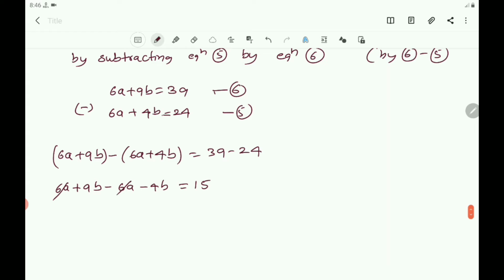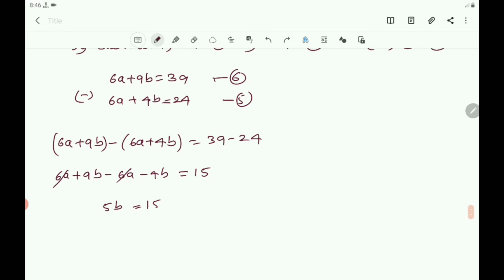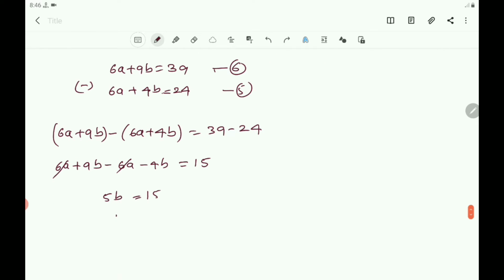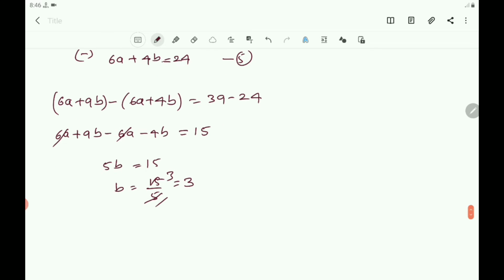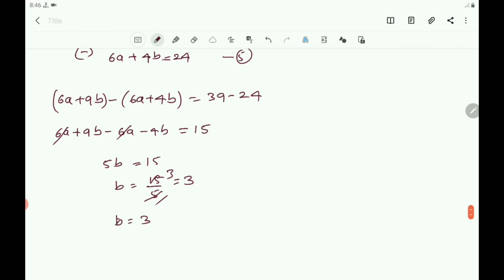Next, 6a minus 6a cancels, and here 9b minus 4b is 5b. 5b equals 15, you got. 9b minus 4b is 5b. So you got 5b = 15. Then b = 15/5. 5 ones are 5, 5 threes are 15. So you got b = 3 here.